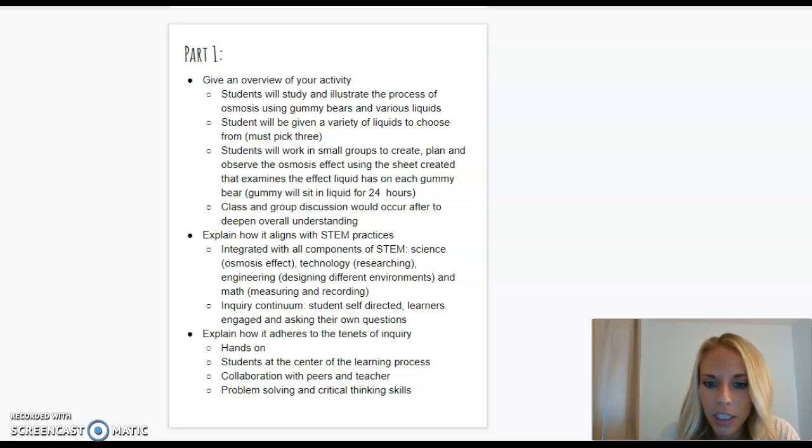It also touches on the inquiry continuum. It's very student self-directed. Learners are engaged in asking their own questions. Explaining how it adheres to inquiry in general, it's very hands-on. Students are at the center of their learning process. They're collaborating with peers and their teacher, and it has a lot of problem solving and critical thinking skills.